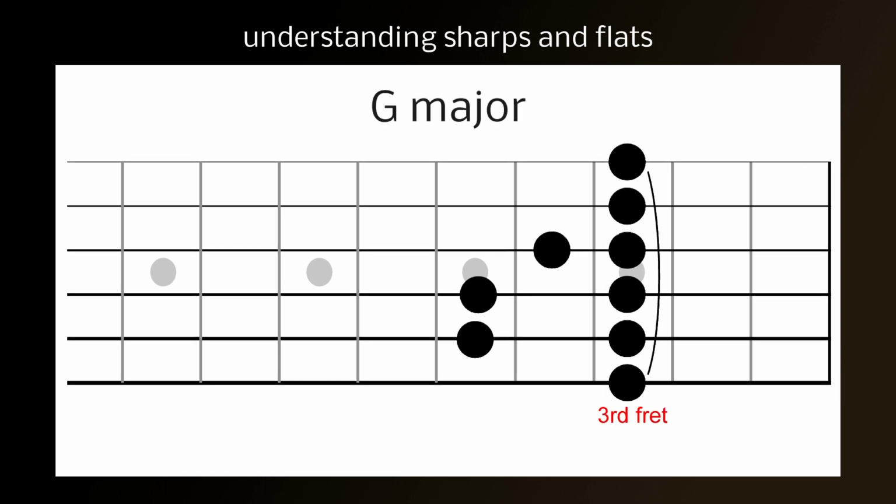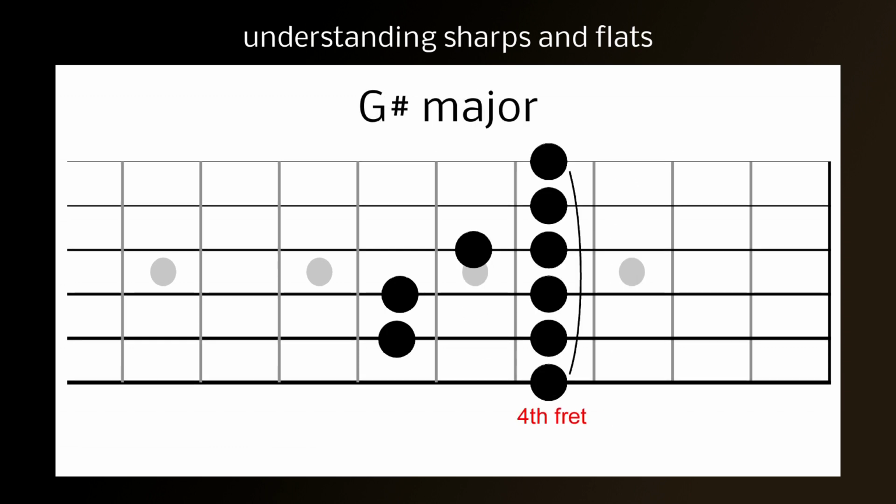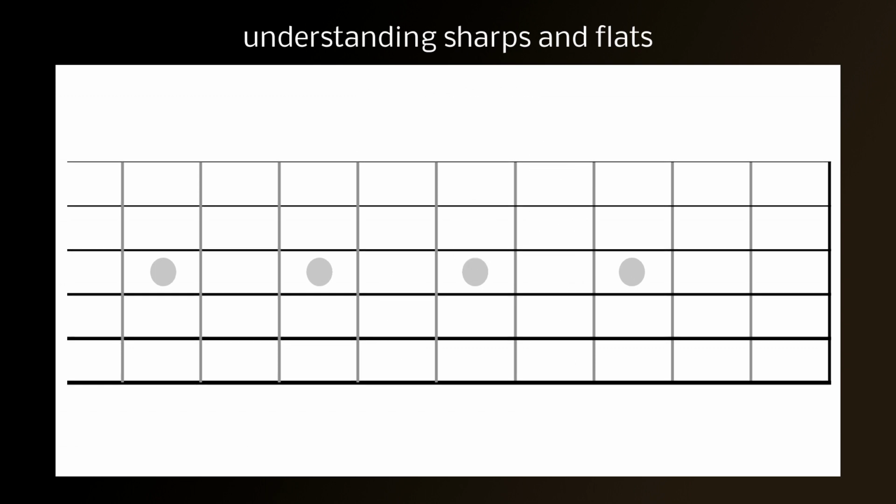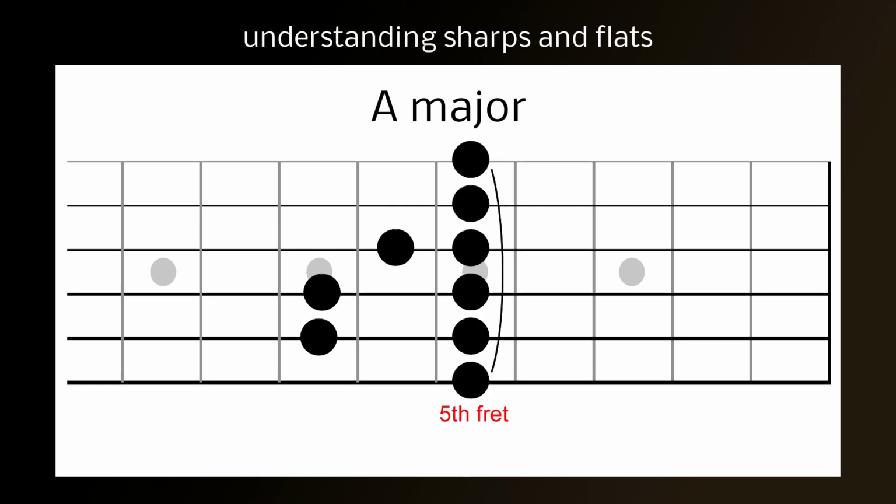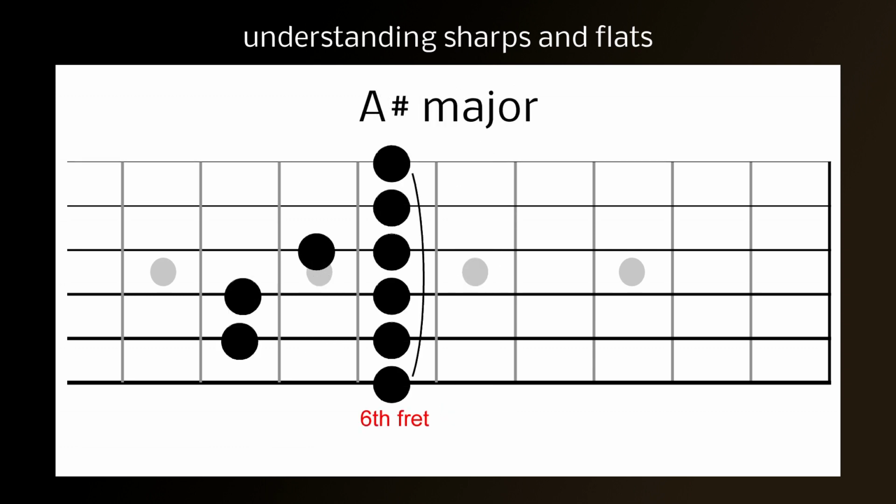The same rule will work for sharps. So, if you were to get a G major in the 3rd fret and take it up to the 4th fret, it would become G sharp major. Also, if you were to take the A in the 5th fret and take that up to the 6th fret, or up a semitone, that would be A sharp.